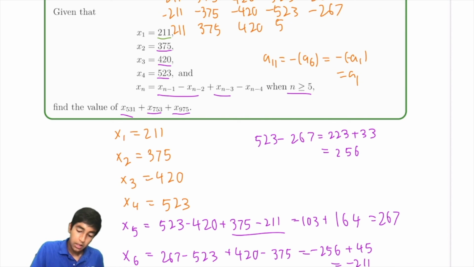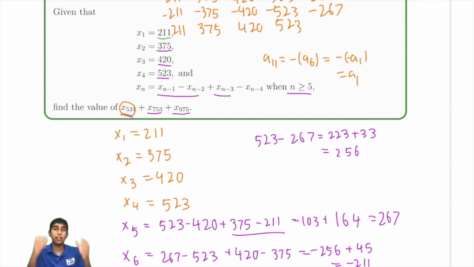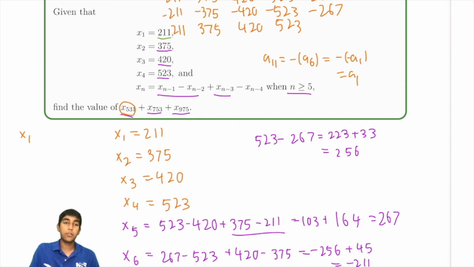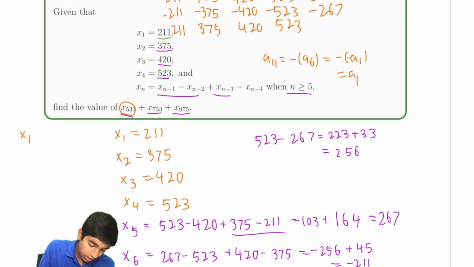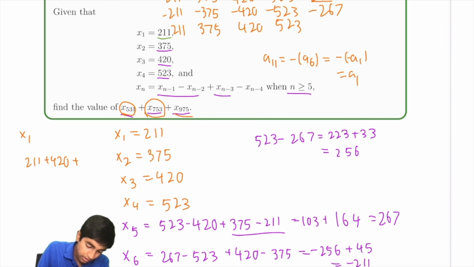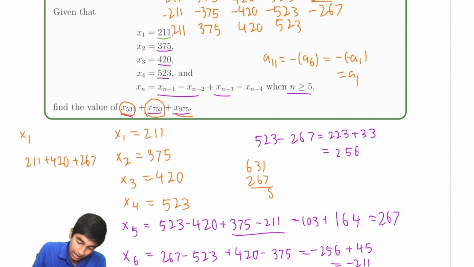And so on. From here, we just have to see where this lies in our cycles of 5, or essentially a cycle of 10 with positive then negative. It's a full proper cycle of 10. So x of 531 is the same as x of 1, because after cycles of 10 it just repeats. X of 1 is 211. X of 753 is the same as x of 3, which is 420. And finally, 975 is just 267. Let's add them up. We get 631, 2, 6, 7, 8, 9, 8. That is the answer for this one.